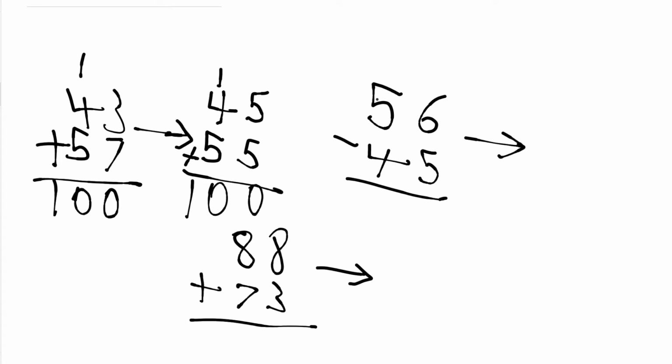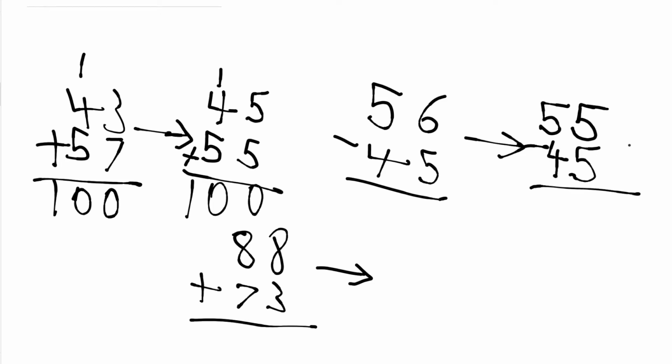56 minus 45. So the closest number to 56 is 60s. Oh, just kidding, it's 55. So 55 like this. 5 minus the closest number to 45. Well, since it's 45, it's just itself, 45.